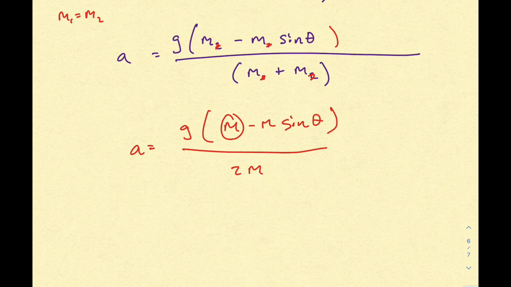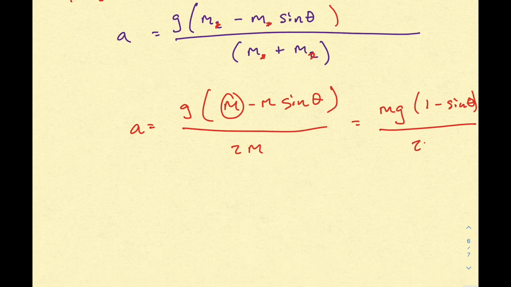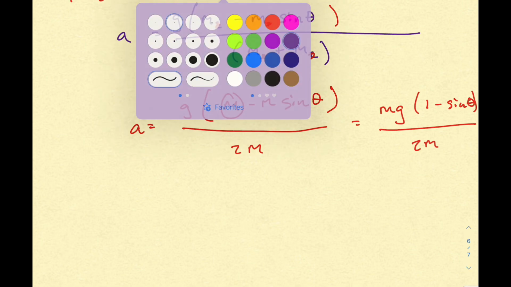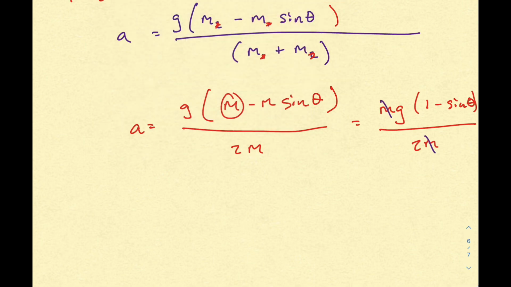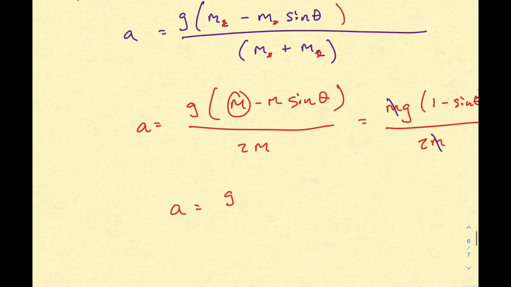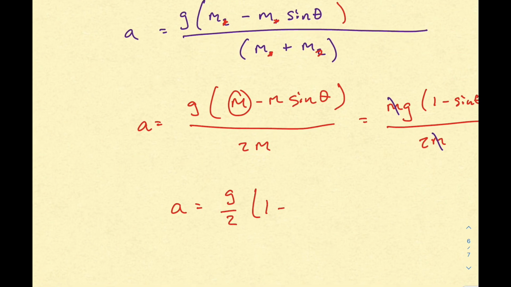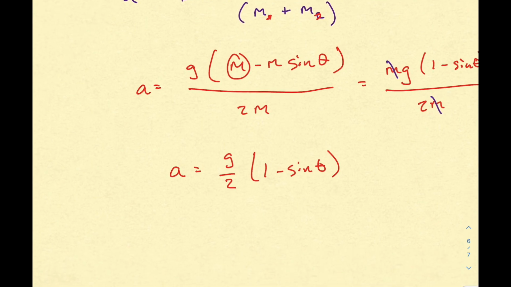Now we have an M in this term and an M in that term, which means we can pull each of those M's out. So this becomes Mg times 1 minus sine theta over 2M, which means that these M's can cancel out. And we can write our final line here being equal to G over 2 times 1 minus sine theta, and that would be our answer.